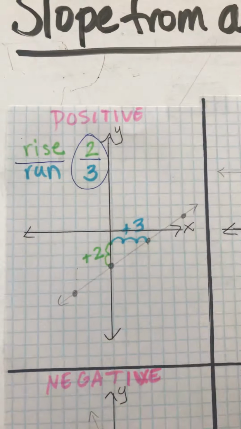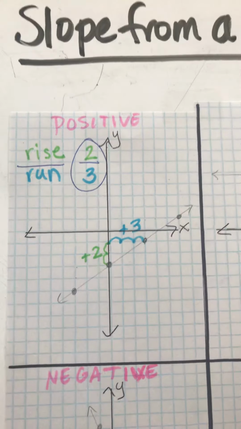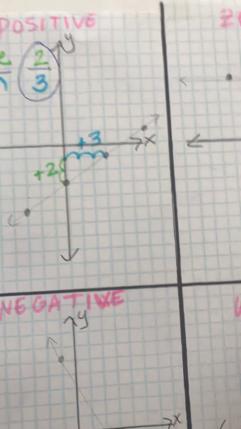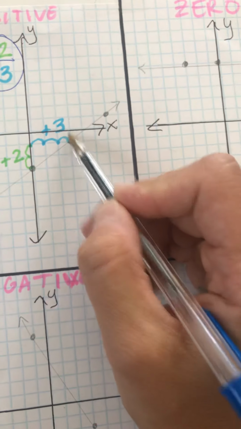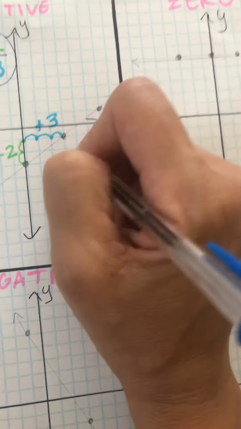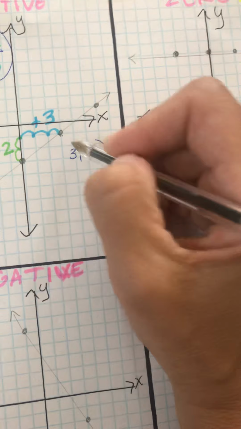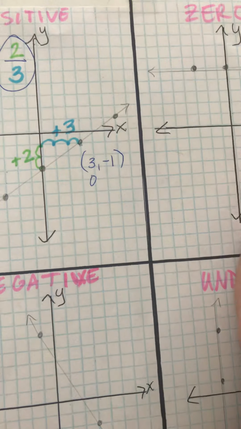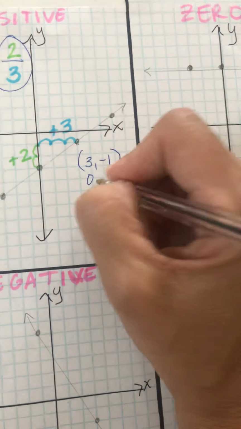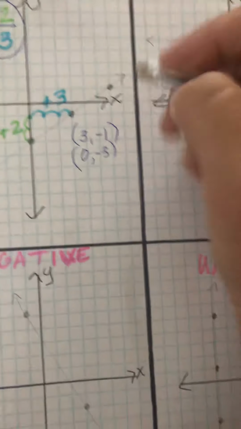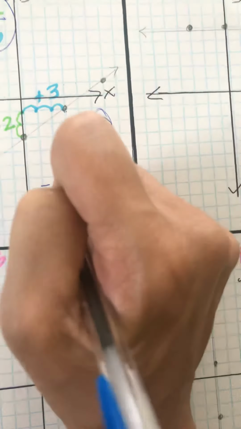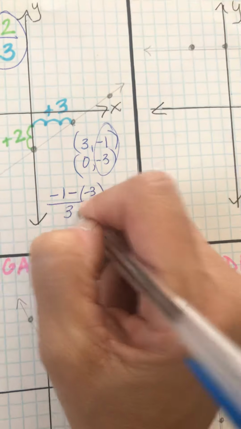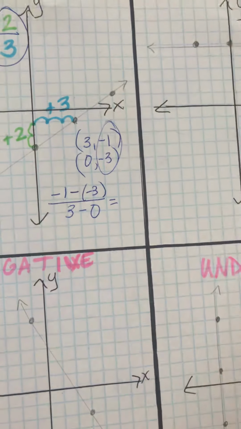Now this is great, but again, you want to be able to make sure when they aren't going by 1s that you're very careful, and so let's practice by taking the points. So let's say I had this point right here, that would be 3, -1. And then I'll take this point down here. Well, that did not go left or right, that's 0. And then it went 1, 2, 3 down. And then again, I'm going to take the difference, minus -3, all over 3 minus 0.